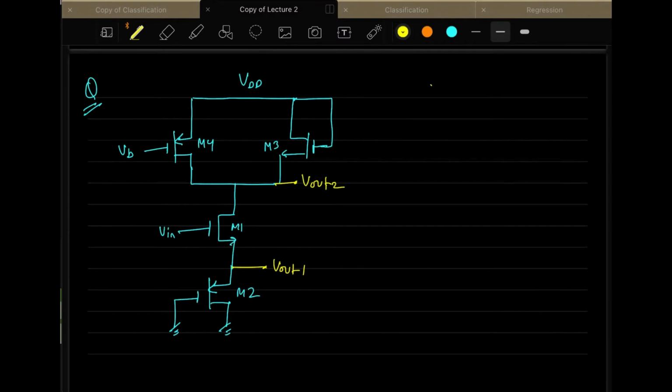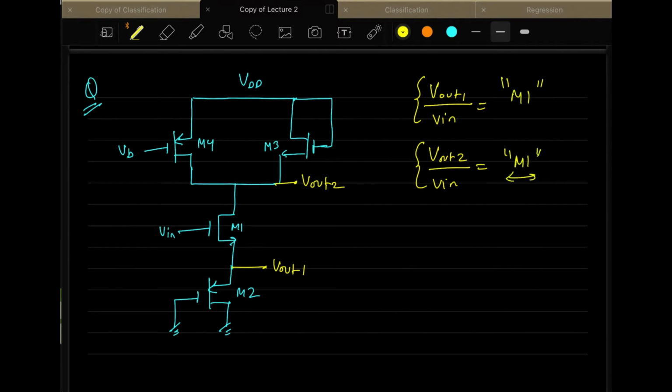If we want to calculate V out 1 divided by V in, and if we want to calculate V out 2 divided by V in, in both the cases, what will be the role of M1? M1 will play here which role? Is it a common gate or a common drain or a common source? And here is it a common gate, common drain or common source? Who will answer me this question?